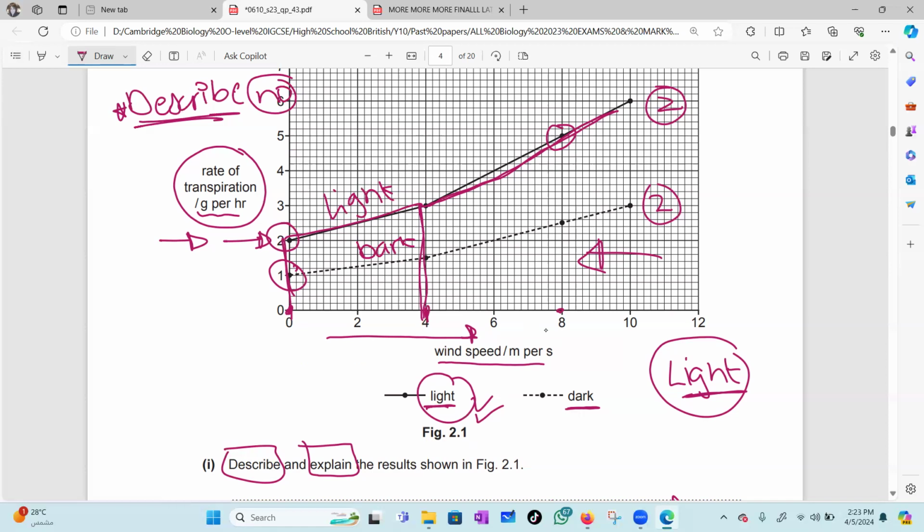Explanation here depends on your studying. The reasons why. Why does it increase? Why does it decrease? Etc. Okay? Also, in the light, when there is more light, there is always more temperature. And this also gives more kinetic energy to the water vapor molecules and they will diffuse faster. This is another reason, but this is an addition. What we said is perfect.